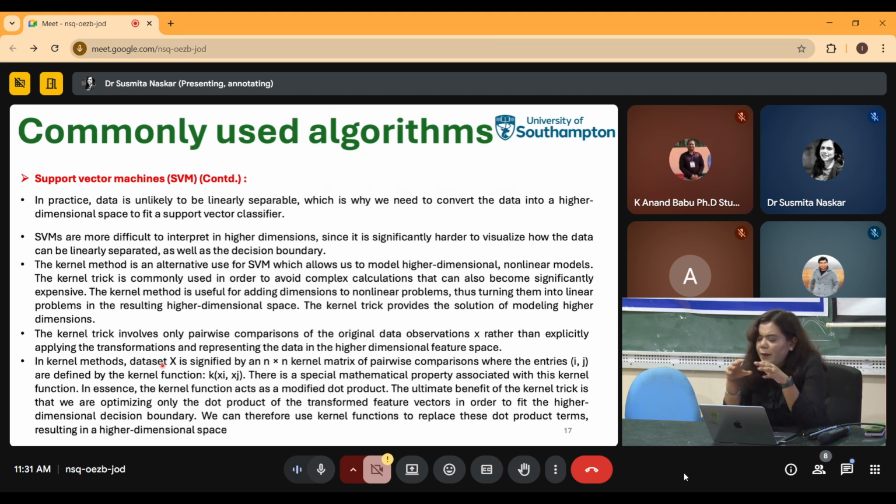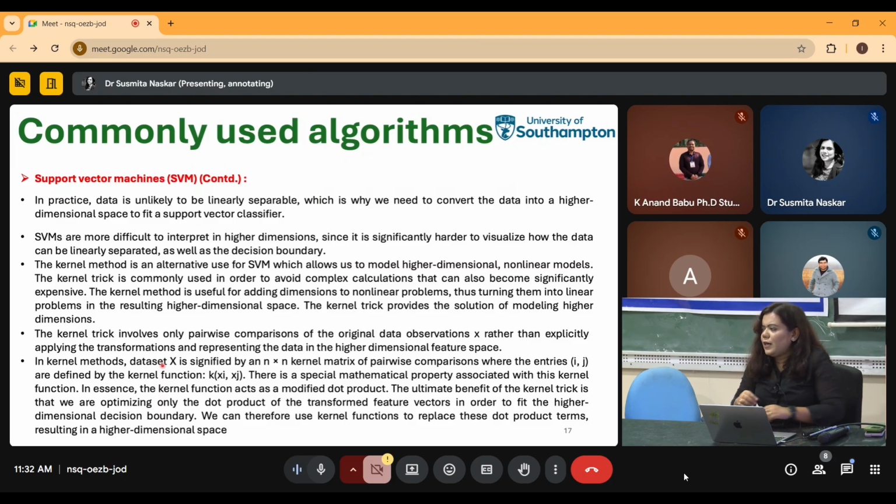So what is the benefit of doing this compared to the previous SVM? The ultimate benefit of the kernel trick is that it optimizes only the dot product, which needs to be fed directly into the decision boundary. That makes it computationally efficient, so our calculation is not going to be computationally heavy, while we are still able to capture complex patterns in the data. And that's what the kernel trick does.